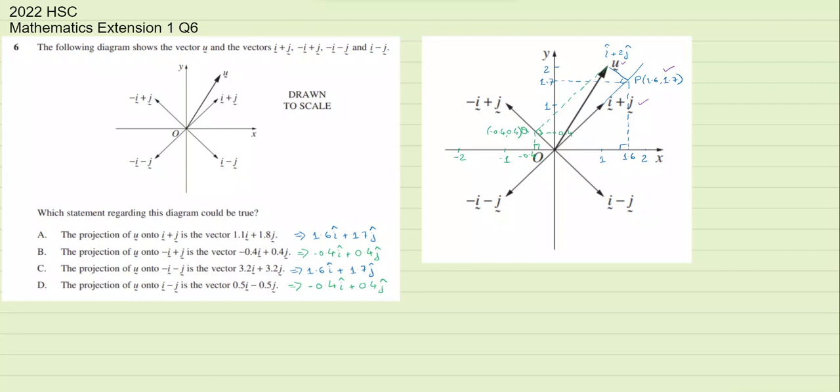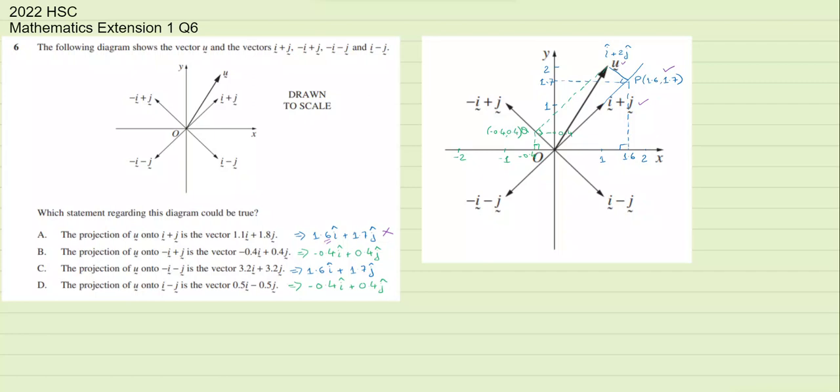Option A: the projection of vector u onto i plus j is the vector 1.1i plus 1.8j. I would say that on the y-axis it matches a bit closely, but on the x-axis it does not match closely. We have a problem here. 1.6 is not very close to 1.1. So I would say this option is ruled out.